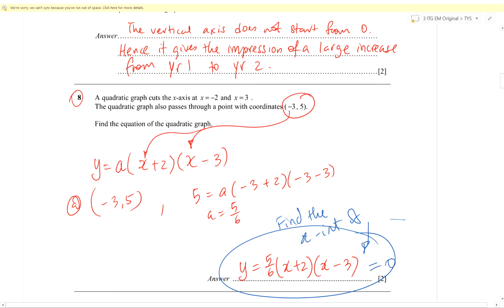When you set equal to 0, what do you do with the 5 over 6? Just ignore it already, because you divide both sides by 5 over 6. So no matter what this value is, 5 over 6, 3, -1, 10, 1 million, as long as I ask you to solve it, when it is equal to 0, it will just disappear. And we will still get the same roots of -2 and 3. So that is the reason why many of you, straight away, your first step, y equals to x plus 2, x minus 3. And gone already, cannot continue already. Okay, so there's an a over here.